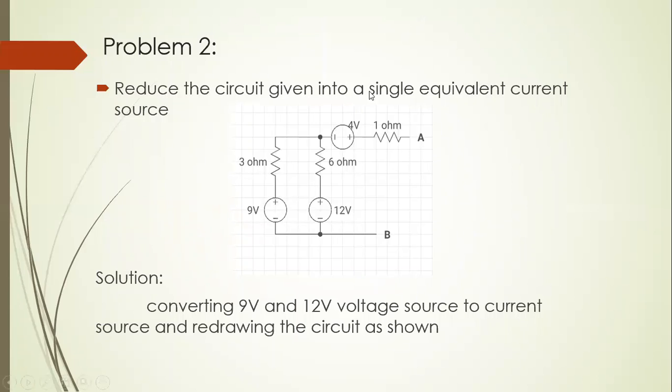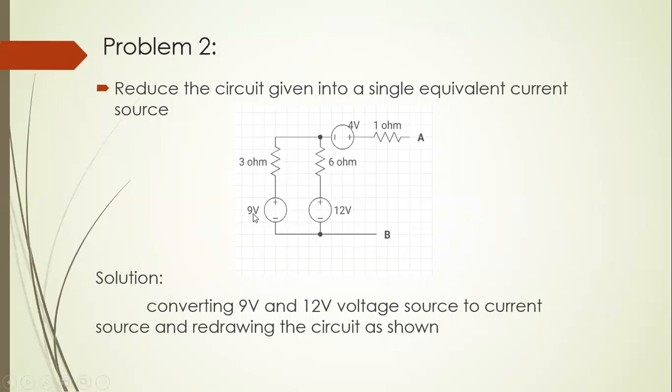Reduce the circuit given into a single equivalent current source. The previous problem was reduction into a single voltage source. This is nothing but a single equivalent current source we have to reduce. You can see the 9 volts, 3 ohms, and the equivalent source between the terminals A and B.